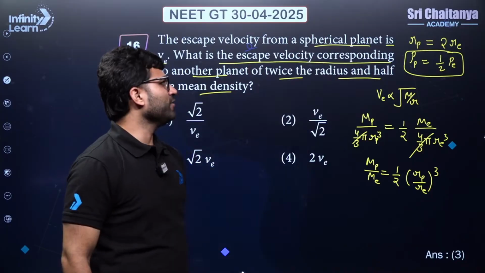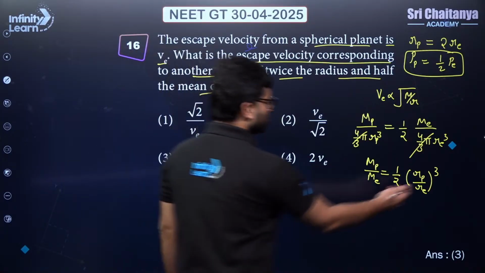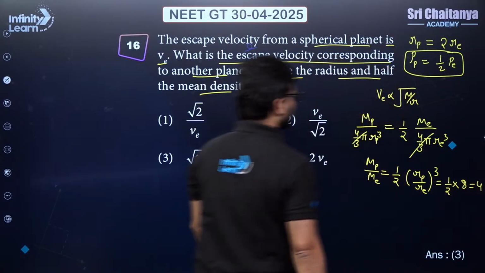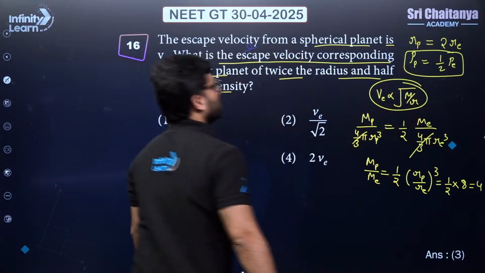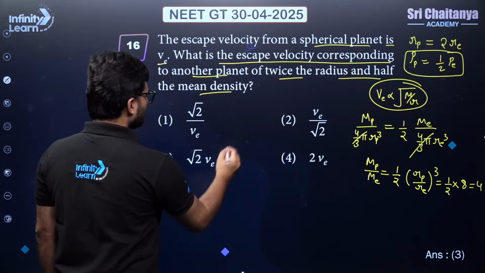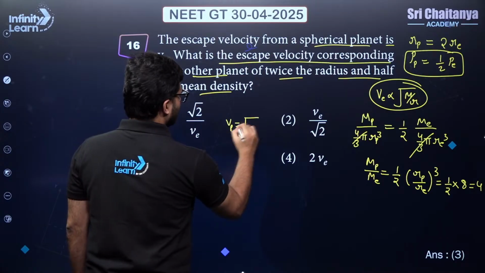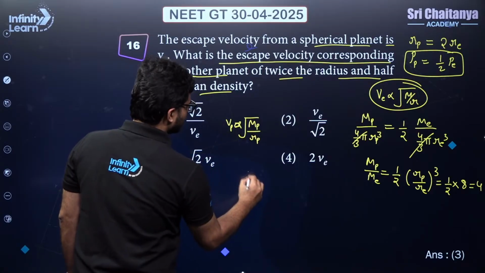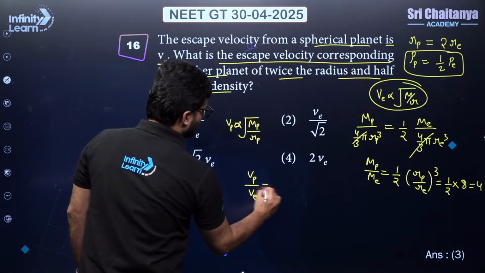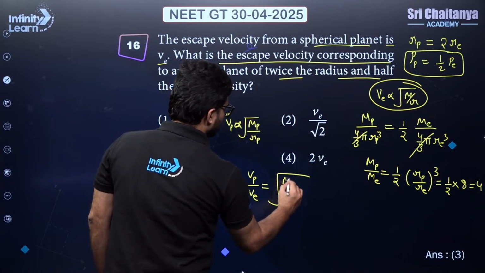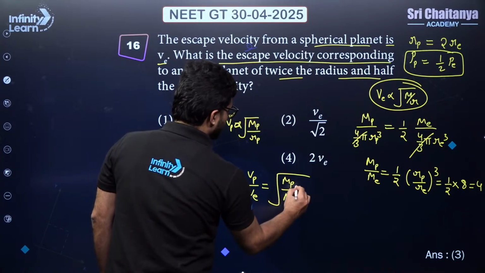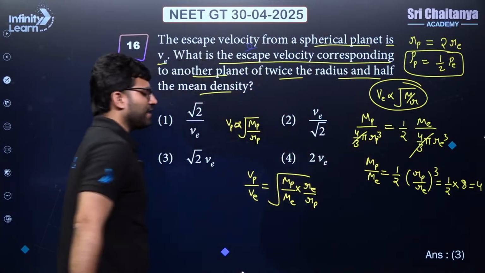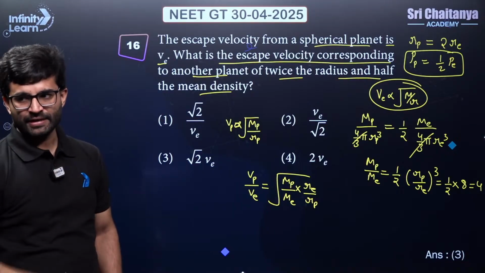RP by RE I already know. What is RP by RE? That is 2. So you can write it here, 1/2 into 2 cube, which is 8 by 2, that is equal to 4. Now you take the ratios for both of them. So VP is directly proportional to root over mass of planet upon radius of planet. Now you take this ratio, VP by VE. You will get root over MP by ME multiplied by RE by RP. Now you replace all these numbers here, you will get the answer. Is that very clear?